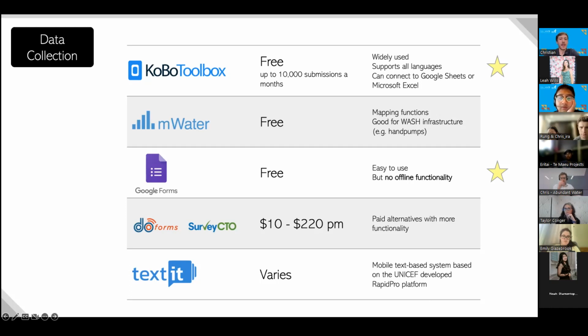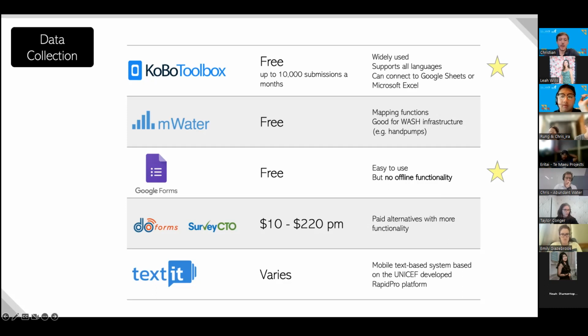But the ones I want to focus on today are, firstly, Kobo Toolbox. Has anyone heard of that before? Put up a hand or something. Okay, so this is probably the number one app used for mobile data collection in the WASH sector. It was developed, I think, by Harvard, initially for humanitarian situations but also more broadly, and it can be used for free by anyone up to, I think, 10,000 forms a month, which is huge. It can also connect to other things, like Google Sheets or Microsoft Excel.